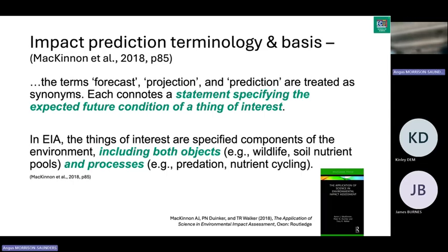Some other things about impact prediction. I know that was quite a long story about Western Australia, but you'll see it comes back, and you need to understand it a bit later on as well when you work through this unit.